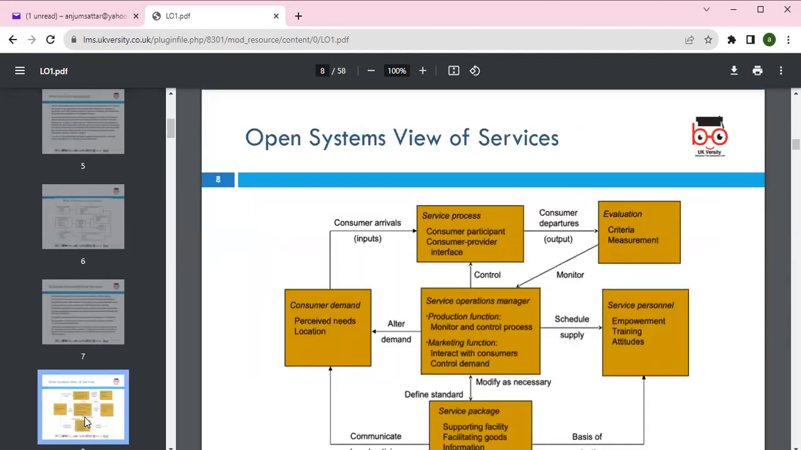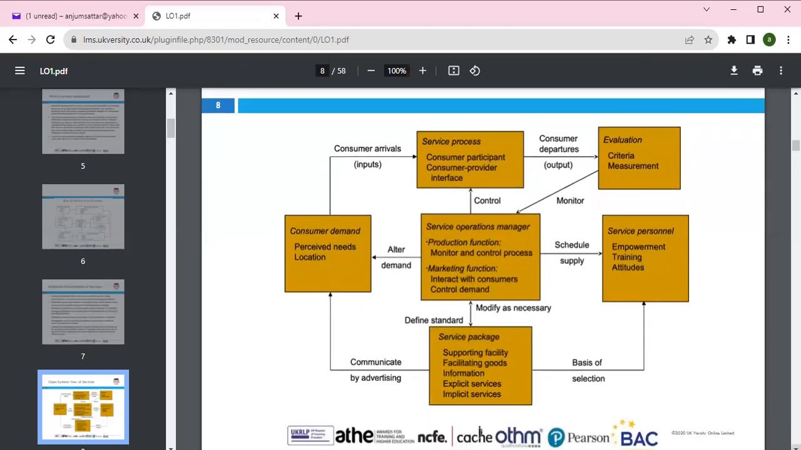Okay. Then we've been given the flow, how the service consumer arrives, the service process. Yes, consumer participation. We can look around the consumer-provided interface and then the evaluation of criteria. We can monitor where the gap is and why we have it. So consumer demand, perceived needs and location, and service personnel empowered, training, attitudes, which we need to give the staff, like a level 2 in customer service. And the service packages, we can look around supporting facilities, facilitating goods, information and all. This helps to enhance the service.